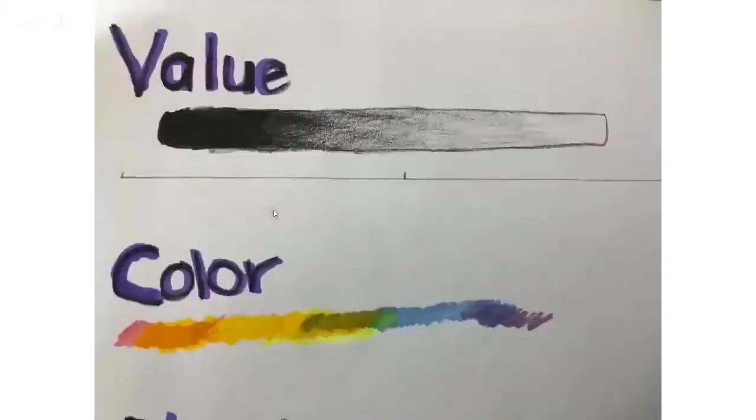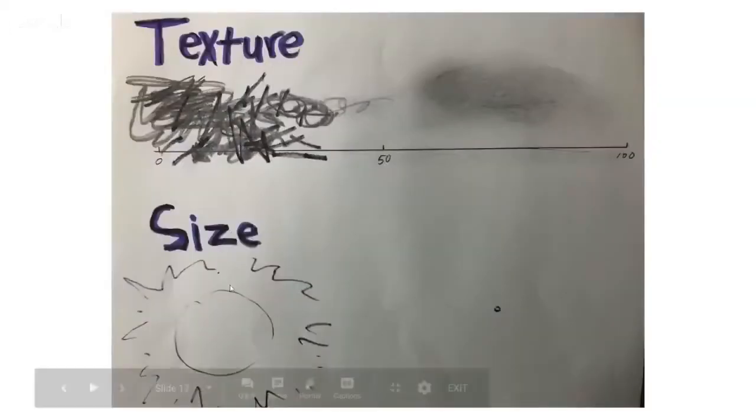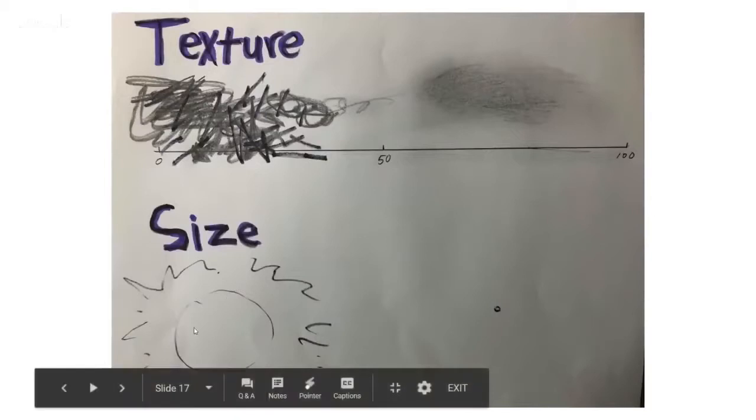Size is a simple one. So there's my scribble of the sun, and this is really too big to be a planet, this little thing, but there's a planet. So that's an example of big and small.